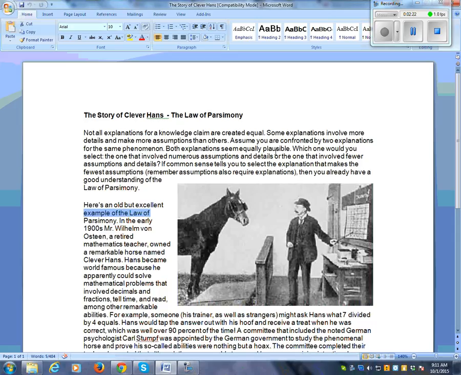For example, someone, his trainer as well as other strangers, might ask Hans what 7 divided by 4 equals. Hans would tap the answer out with his hoof and receive a treat when he was correct, which is well over 90% of the time, better than the average grade 9 student. Little joke there, Mark.